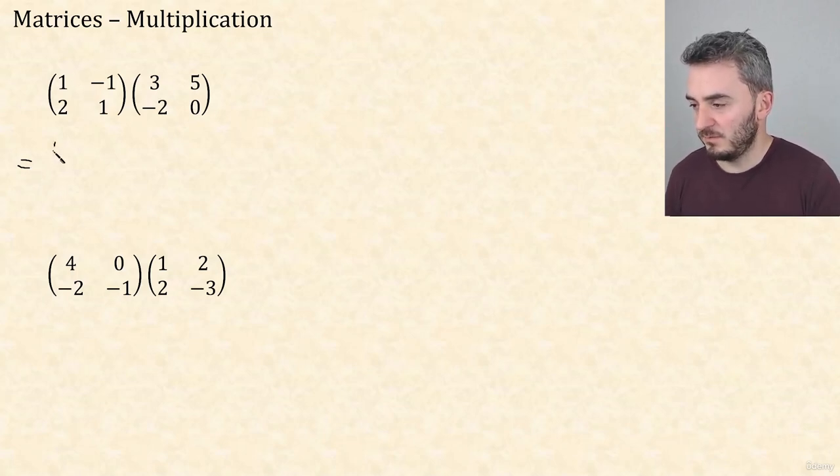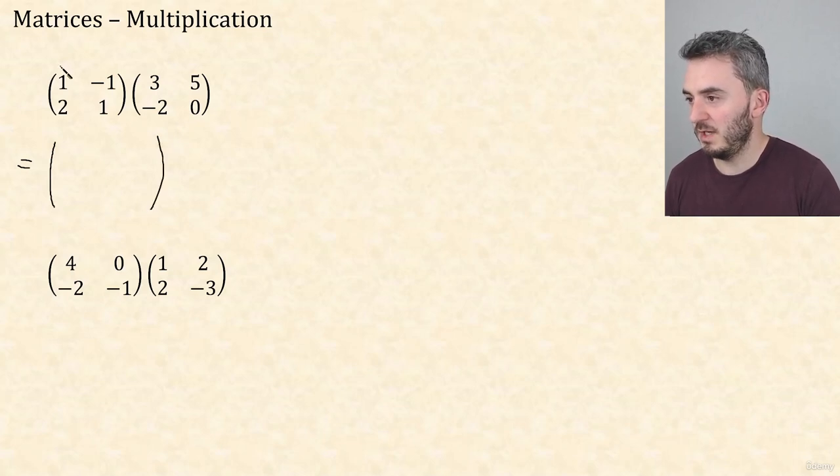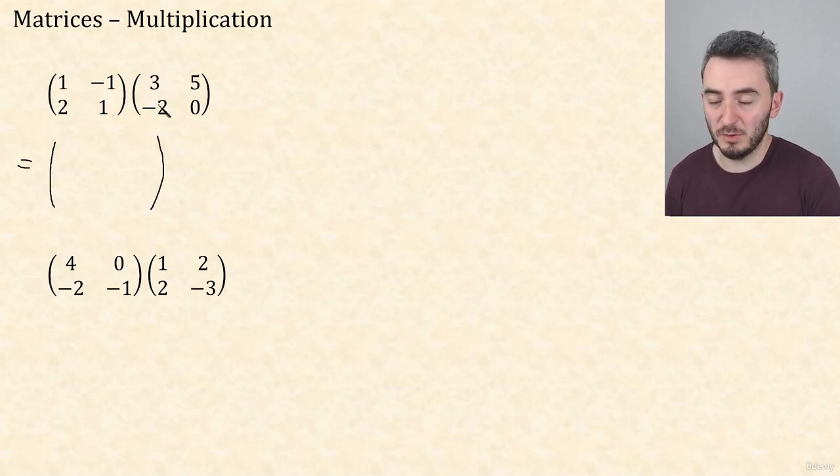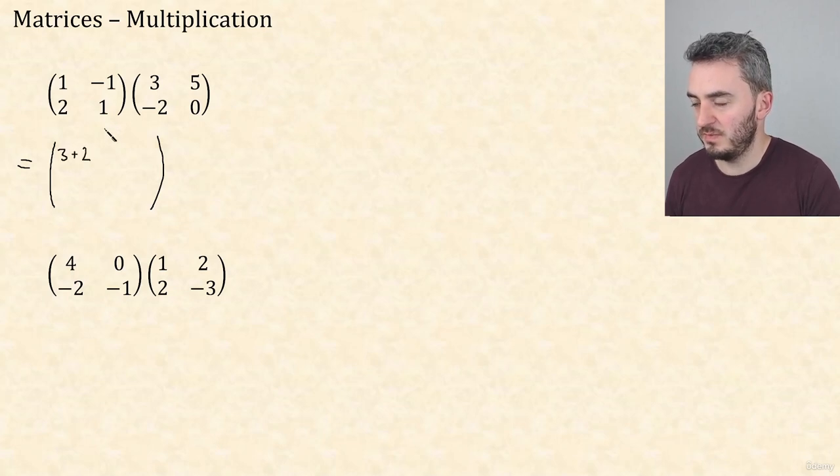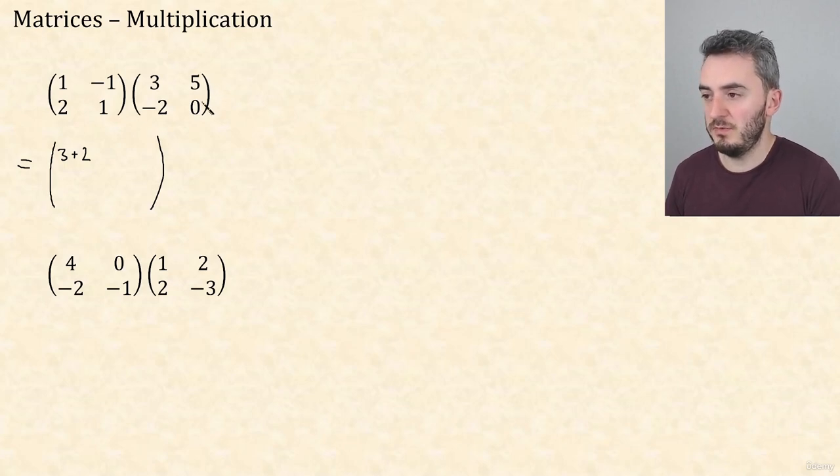The first cell of our matrix is going to be 1 times 3 plus minus 1 times minus 2. So you're working left to right in the first matrix and row by row, and you're working down and left to right in the next one. So 1 times 3 plus minus 1 times minus 2. So that's 3 plus 2. The next cell, you keep working across the top row, but now you move down the right-hand column here. So it's 1 times 5 plus negative 1 times 0.